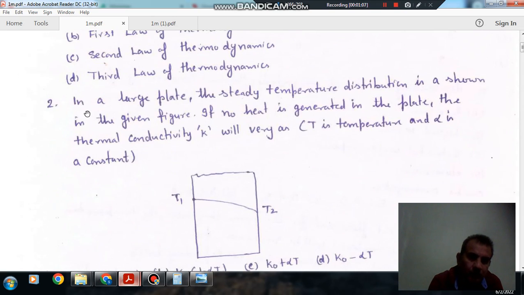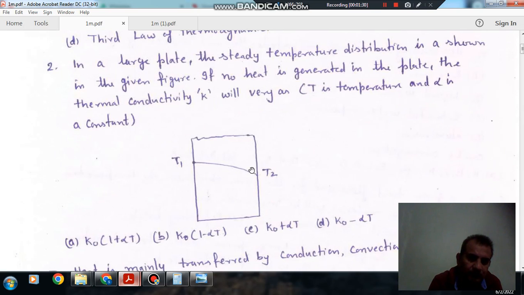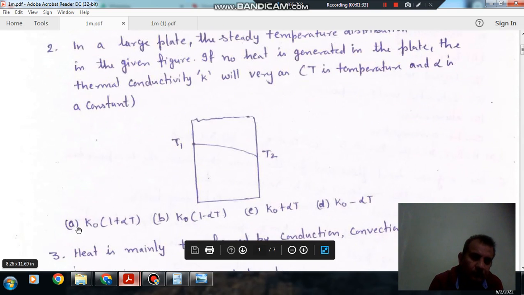Next, question number two. In a large plate, the steady temperature distribution is shown in the given figure. If no heat is generated in the plate, the thermal conductivity K will vary as, T is temperature and alpha is a constant. So this is your T1, this is your T2, and the conductivity varies as option A, K naught bracket 1 plus alpha T. Option B, K naught bracket 1 minus alpha T. C, K naught plus alpha T, and D, K naught minus alpha T.